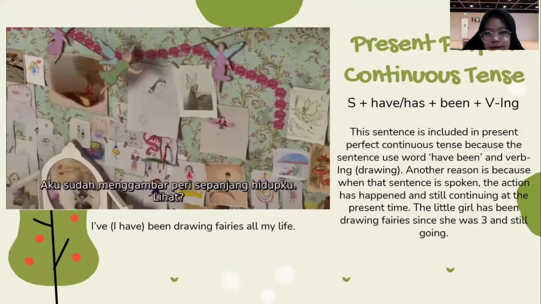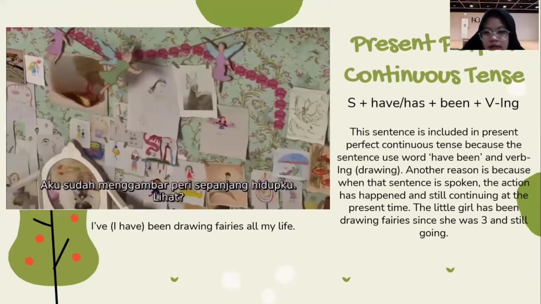The next is present perfect continuous tense. Present perfect continuous tense has the pattern: subject plus have or has plus been plus verb in -ing. The first sentence that I found is, "I've been drawing Paris all my life."